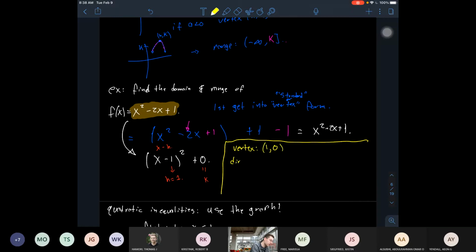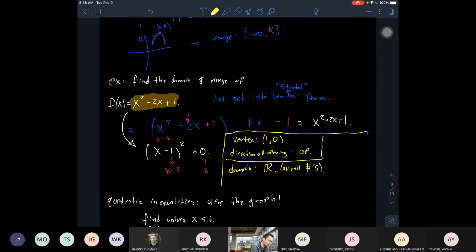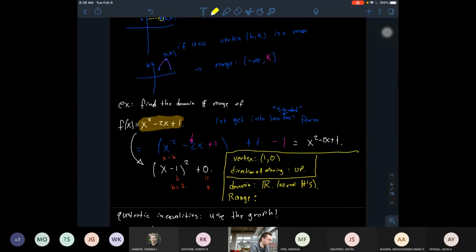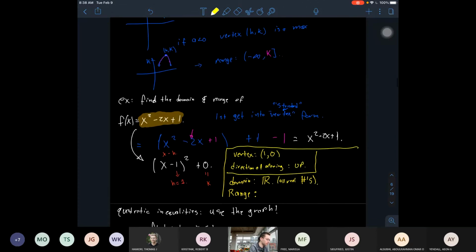And the direction of opening is up. Therefore, the domain, I don't even need to think about the domain. It's just going to be all real numbers. I'm going to use this fancy R sign again to mean all real numbers. And what's the range of this going to be? What should the range of this parabola be, this function here?